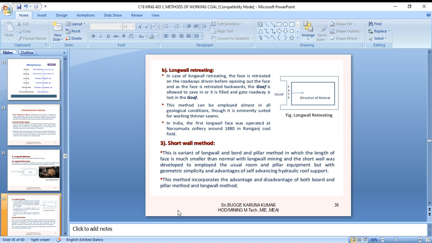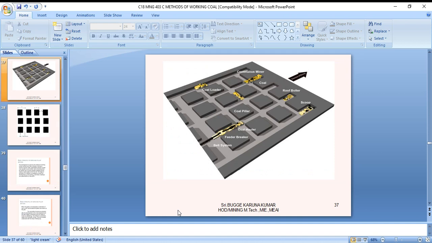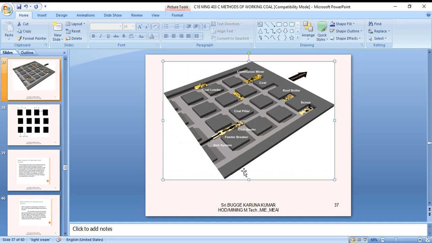The shortwall method is another method. It is a variant of the longwall and board and pillar methods, in which the length of the face is much smaller than in normal longwall mining. Shortwall was developed to employ room and pillar equipment, with geometric simplicity and the advantage of self-advancing hydraulic roof support. This method incorporates the advantages and disadvantages of both the board and pillar method and the longwall method.